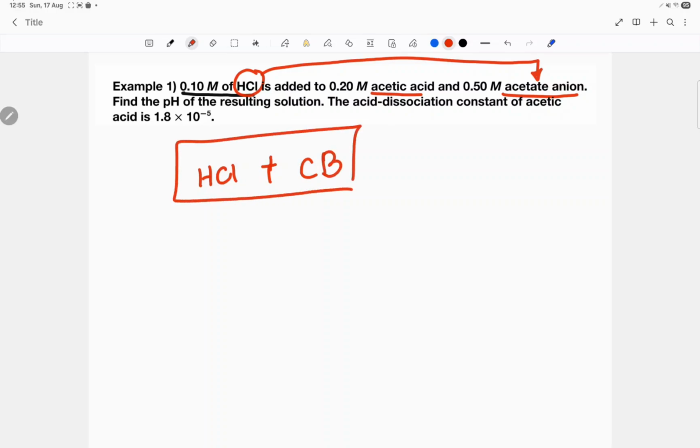Let's make that ion equation for that one. So HCl becomes H positive. And acetate, you have to know before the exam, is C2H3O2 negative. You will see acetate a lot in the exam. Becoming HC2H3O2. So far, so good?